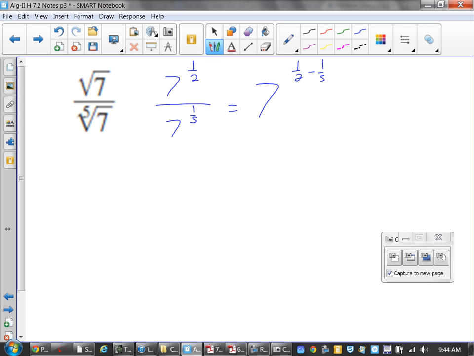Well, not in this problem, because 1/2 minus 1/5, well, that's 5 over 10 and 2 over 10. So you get 7 to the 3/10. And you're done. Just leave it. I'm going to have you guys leave them in terms of positive rational exponents. Perfectly fine, okay?